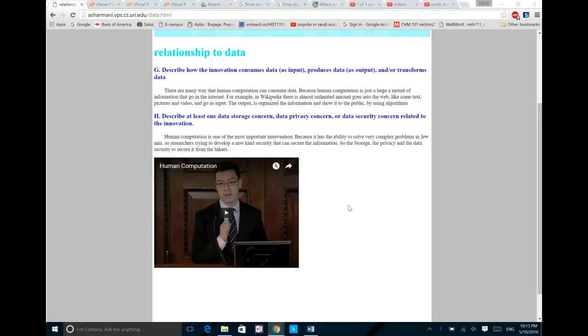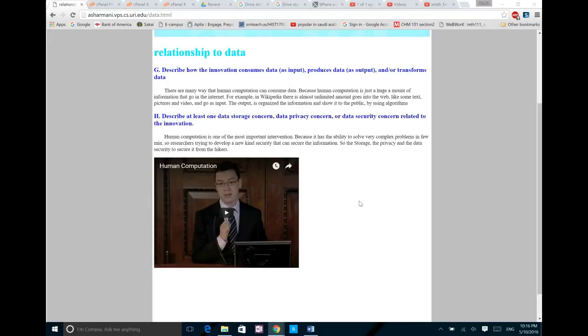In this section, I'm going to describe the relationship between data and human computation. Actually, they are like one. How is that? Because human computation is just a large amount of data that goes into the web as an input, and as a result, the server organizes it and shows it to us as an output by using complex algorithms. A successful example is Wikipedia.